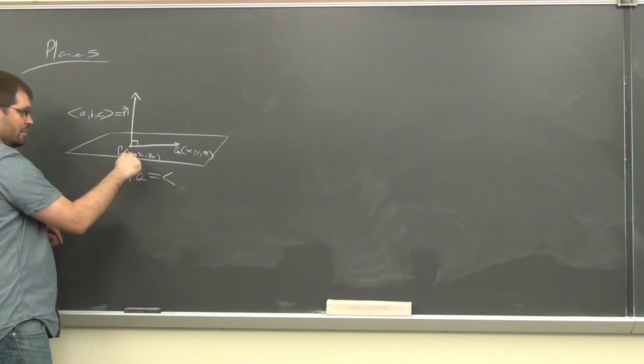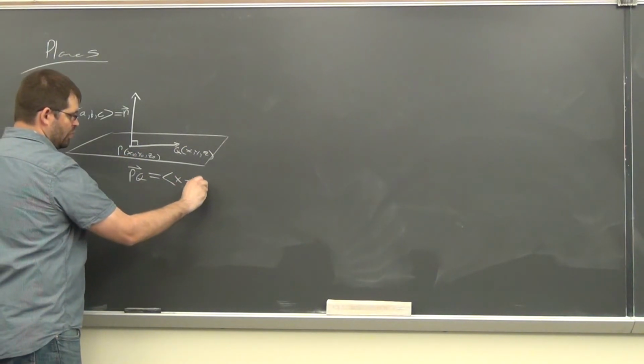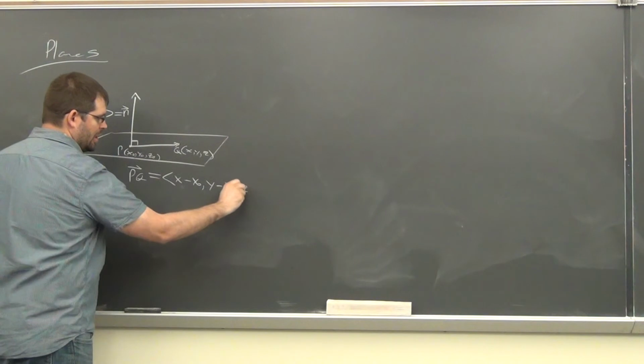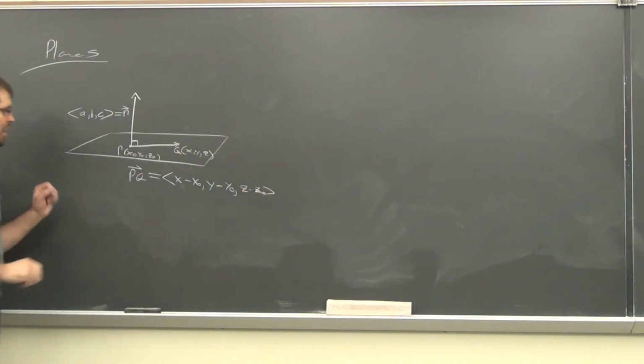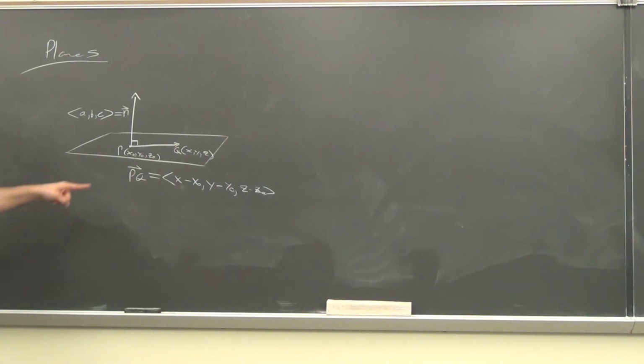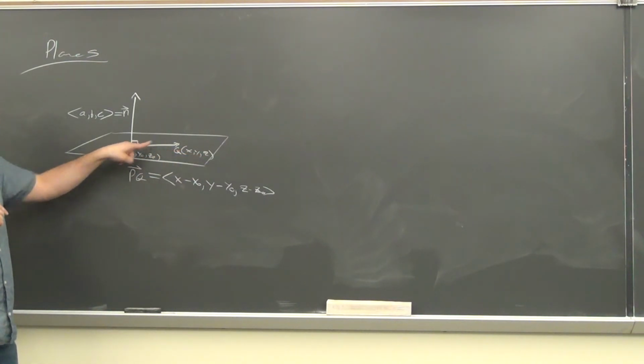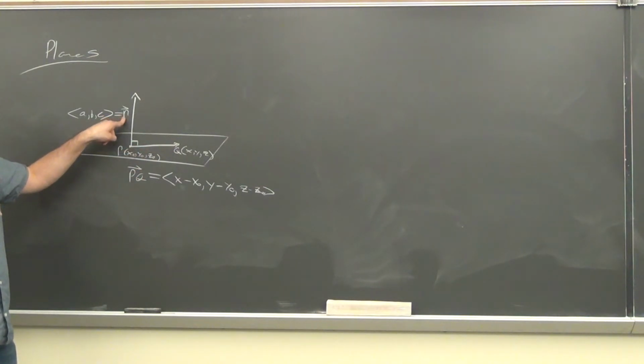Just x minus x naught, y minus y naught, z minus z naught. And so again, what was our test for when two vectors were perpendicular? Something was 0. The dot product was 0, right? U and V were perpendicular or orthogonal if their dot product was 0. And so this point x, y, z should be on this plane if and only if PQ is perpendicular to n, which is if and only if their dot product is 0.